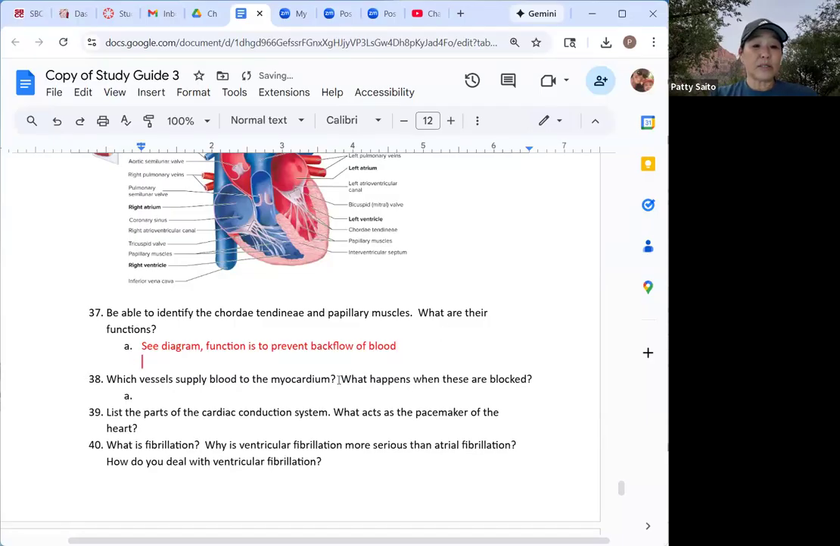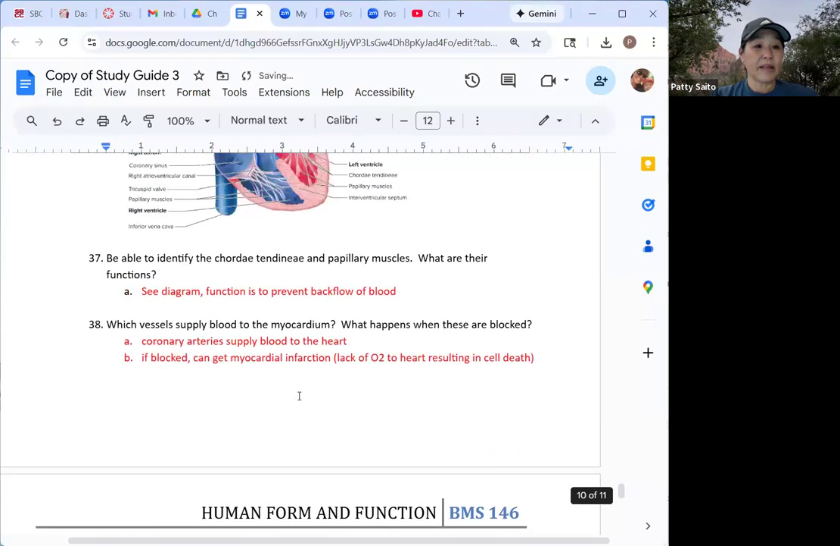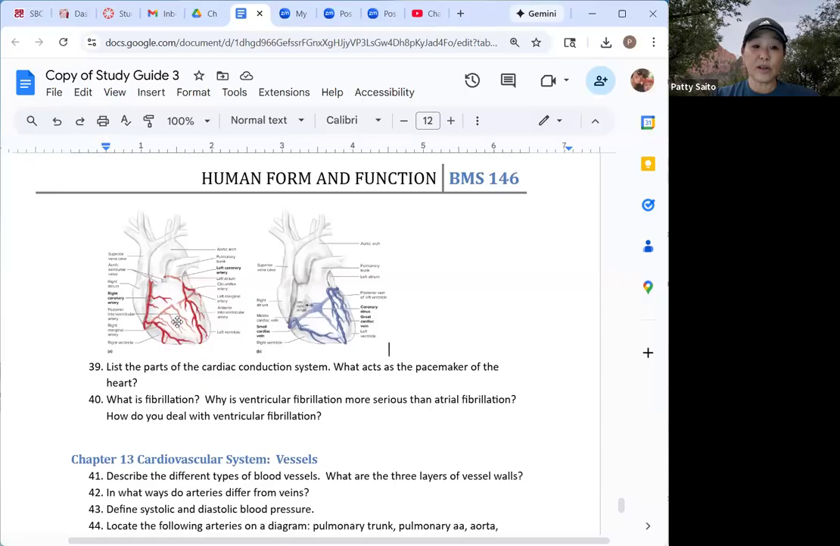Next one, which vessels supply blood to the myocardium? These are the coronary vessels. Let me get this up. Okay. Coronary arteries supply blood to the heart, and I'm going to draw a picture. And then this is what it looks like. So these are the coronary arteries. And then these are the coronary veins that take blood, because remember that it's all continuous. And maybe I should point that out, even though we haven't gotten to the vessels yet. But let me point that out.